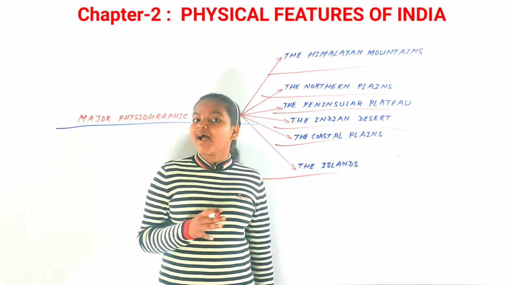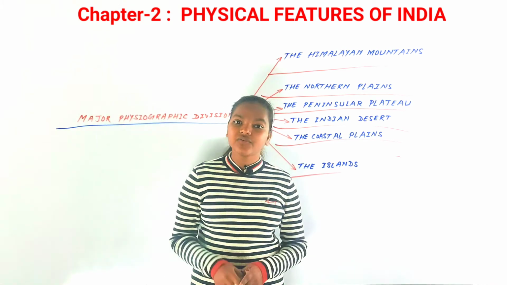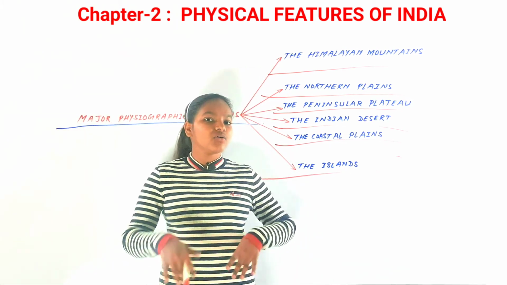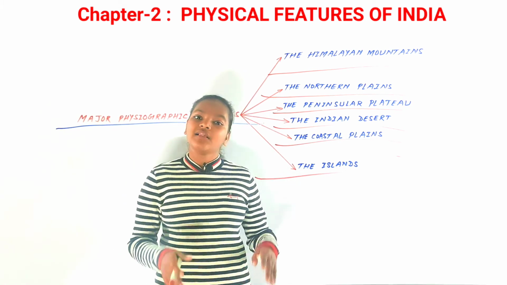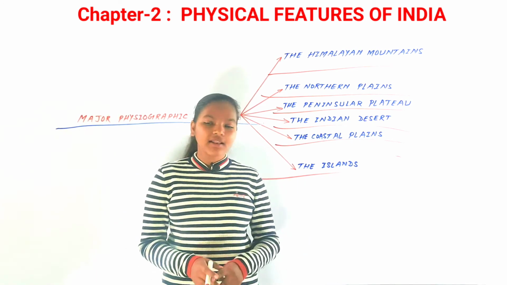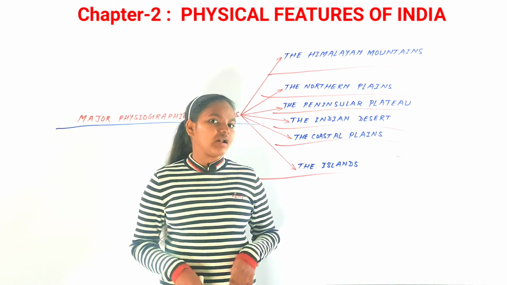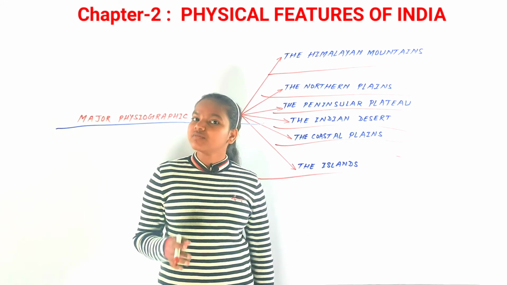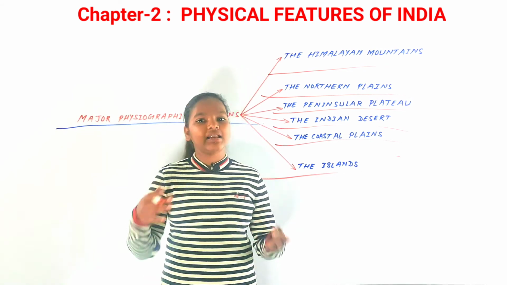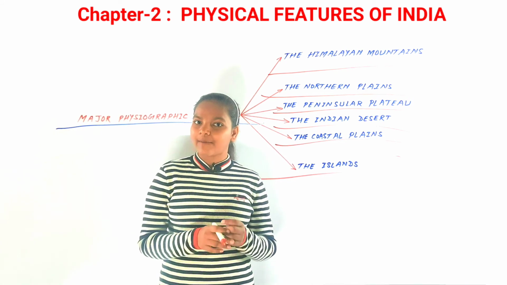So that is about the physical features of our country. We have seen different types of physical features. We have seen the Himalayan Mountains, with the three biggest ranges in longitudinal extent. We have seen the Peninsula Plateau, and within it the Deccan Plateau and the Central Highlands. After that, we have seen the coasts, the islands, and the Indian desert as well. That's all we have seen in this chapter.